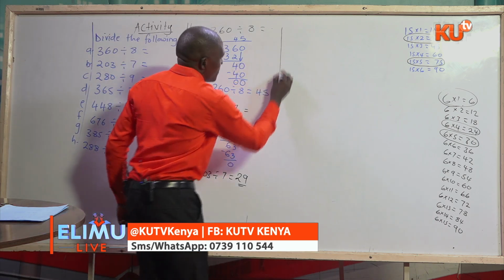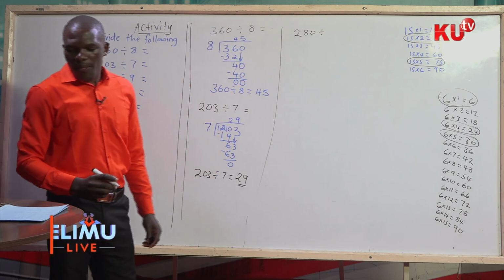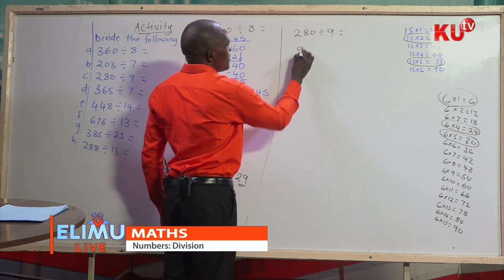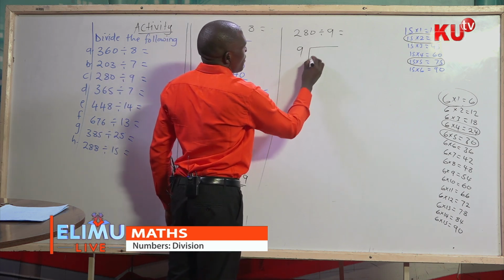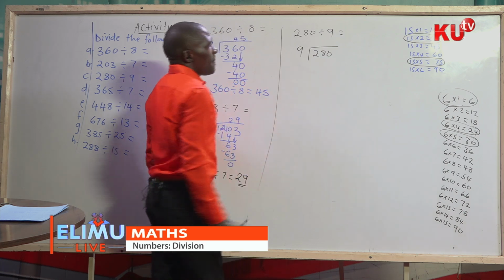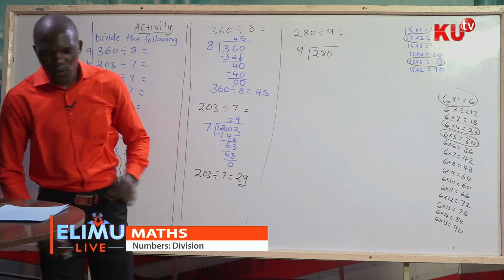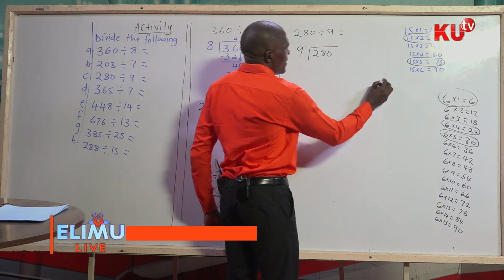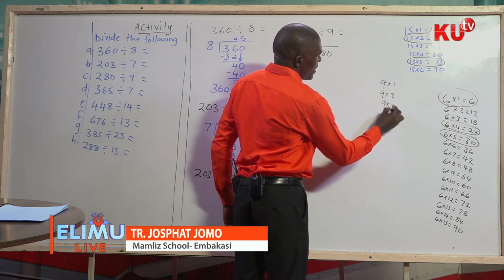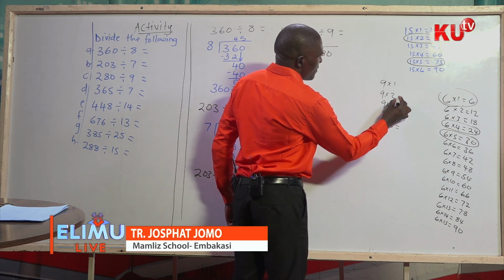280, you are dividing it by 9. Long method, 280. Move to table 9, whereby you are required now to write it down. 9 times 1, 9 times 2, 9 times 3, 9 times 4, 9 times 5.